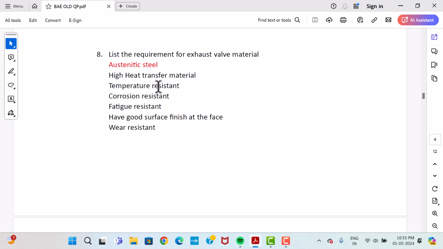That is why it is temperature resistant and corrosion resistant, because the valve is operating continuously up and down. So fatigue resistance is also a quality for withstanding the variable load condition. That is also important for the exhaust valve material. Good surface finish of the face of the valve, so there is good seating. It is also wear resistant because it is continuously moving up and down. If wear and tear takes place at a high amount, leakage of the gas will take place. So wear resistance is also very important in the case of exhaust valve material.